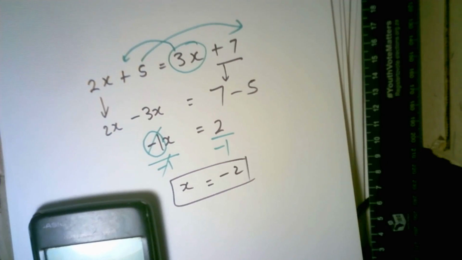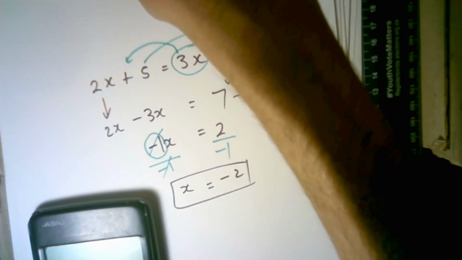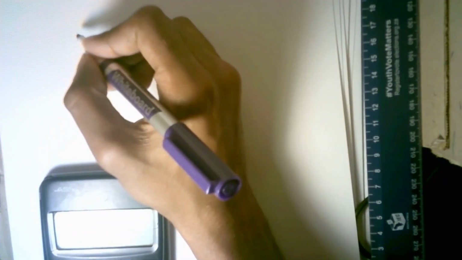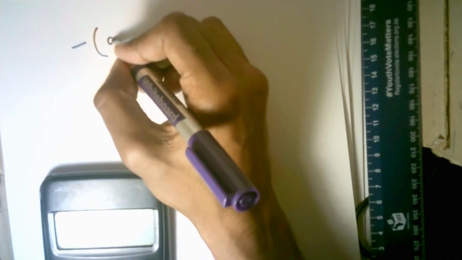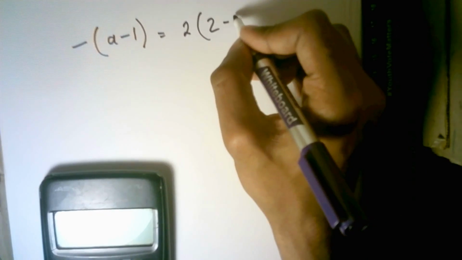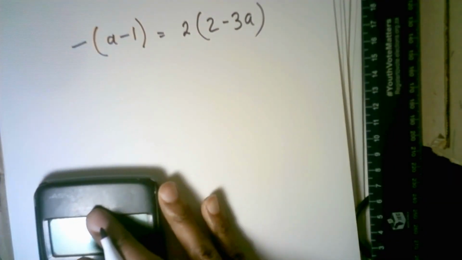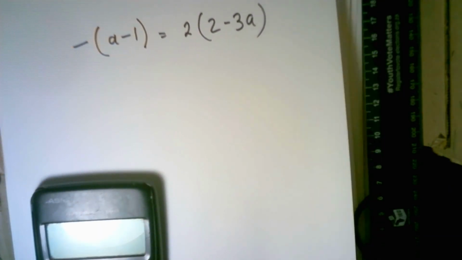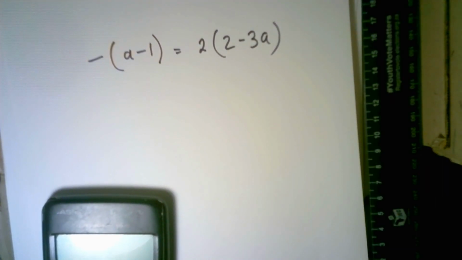Right, moving on from there, we also looked at algebraic equations that made use of the distributive property. Now, the distributive property basically states that whatever value or number that is outside of the brackets has to be multiplied to every term that is inside of the brackets. So, for example, if I have an example like this, negative a minus 1 is equal to 2 into 2 minus 3a, right? Now, if I look at the left-hand side of the equation, I can apply the distributive property.